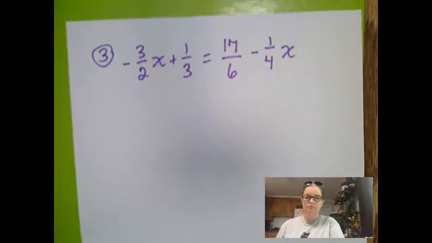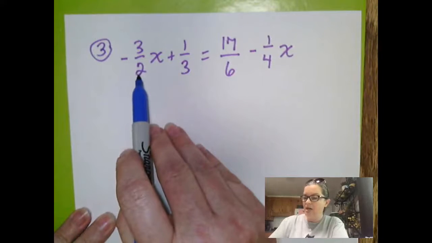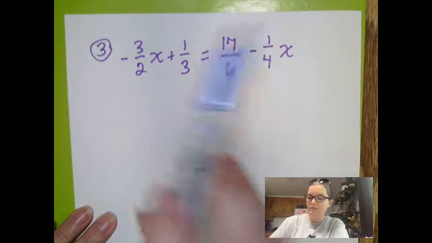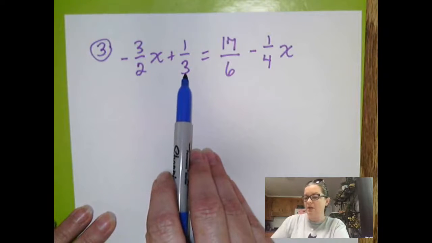For number 3, hopefully this challenges you a little bit more. Every single one of my terms here is a fraction. When I look at the denominators, I've got 2, 3, 6, and 4. My top number is 6. 6 divided by 2 is 3. That one's good. 6 divided by 3 is 2.